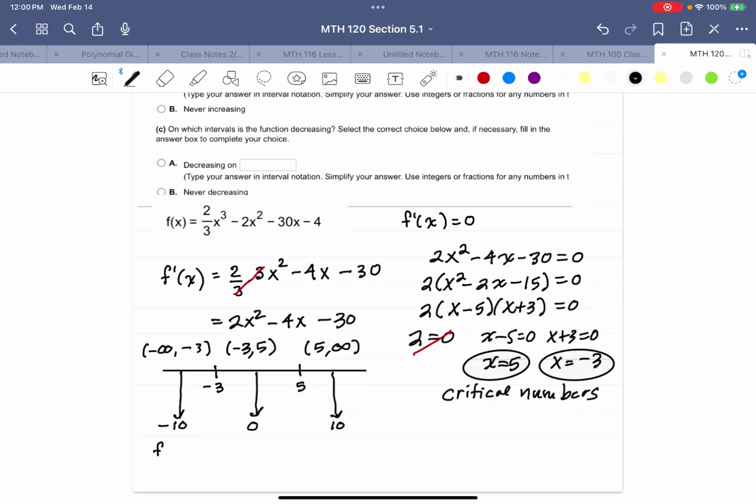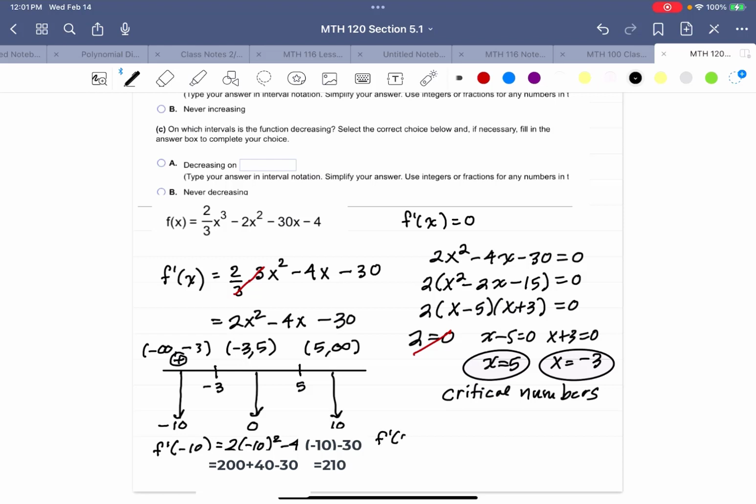So f prime of negative 10 is 2 times negative 10 squared minus 4 times negative 10 minus 30. As long as you put that in your calculator with those parentheses, you can do it all in one operation. You don't have to do the steps that I'm doing here. That's a positive. So I'll put a positive here. That means it's increasing on that left interval.